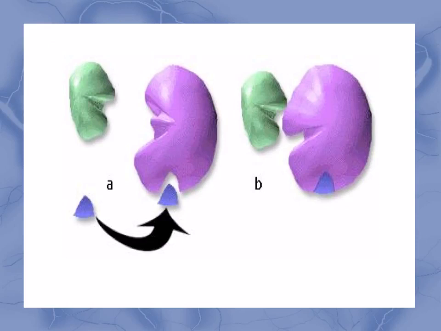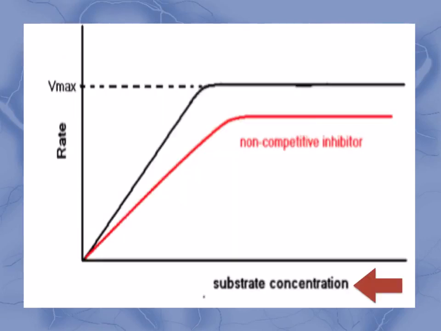Here you can see the non-competitive inhibitor binding in A. The active site is changed so that the green substrate cannot bind. So if you were to draw a graph of the rate versus substrate concentration, and when you add a non-competitive inhibitor, this is what you'll get.